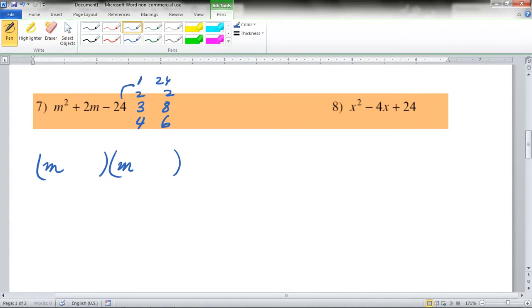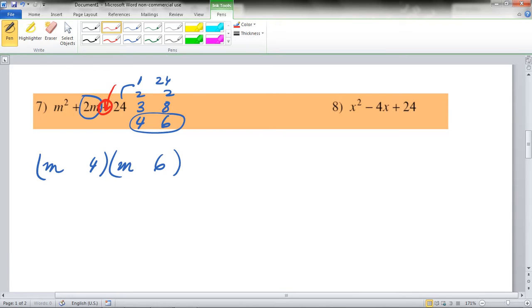Right? That's it. Now, whatever you put here, they have to add or subtract to give 2. Add or subtract to give 2, okay? Kind of can foresee that. 4 and 6. Okay, after you try some of these, you kind of get it.